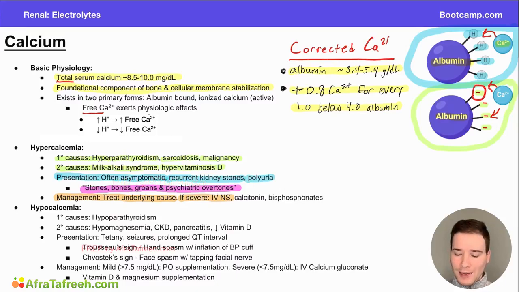We can also give them calcitonin. Remember, calcitonin essentially does the opposite of PTH. So it's saying tone it down for the calcium. It's causing more calcium to go back into the bone and decrease the amount that's in the serum.